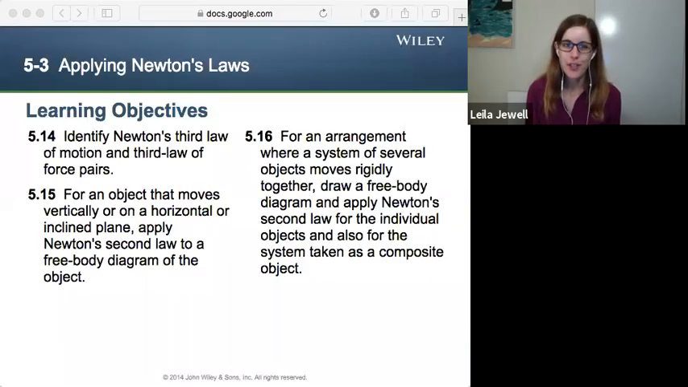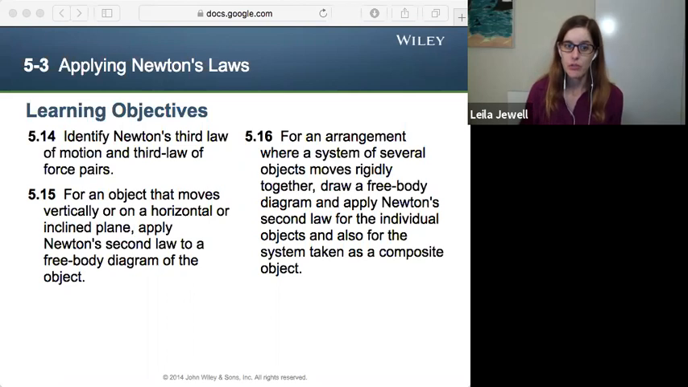Section 5.3, Applying Newton's Laws. So this video is primarily going to focus on the first learning objective, identifying Newton's third law of motion and third law force pairs. Then the rest of this section is looking at some examples.